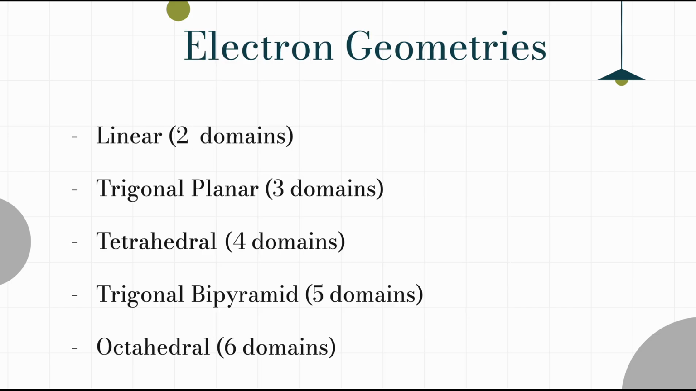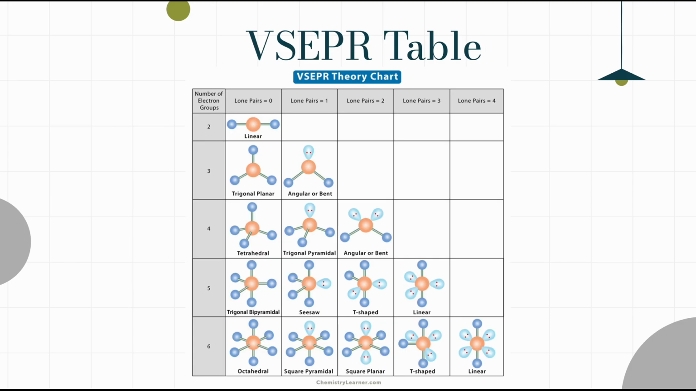Now let's take a look at electron geometries. So here are the main 5 electron geometries that are on the VSEPR table: linear, trigonal planar, tetrahedral, trigonal bipyramidal, and octahedral. Now let's look at bond angles. Bond angles are just the angles between the atoms relative to the central atom in 3D space.